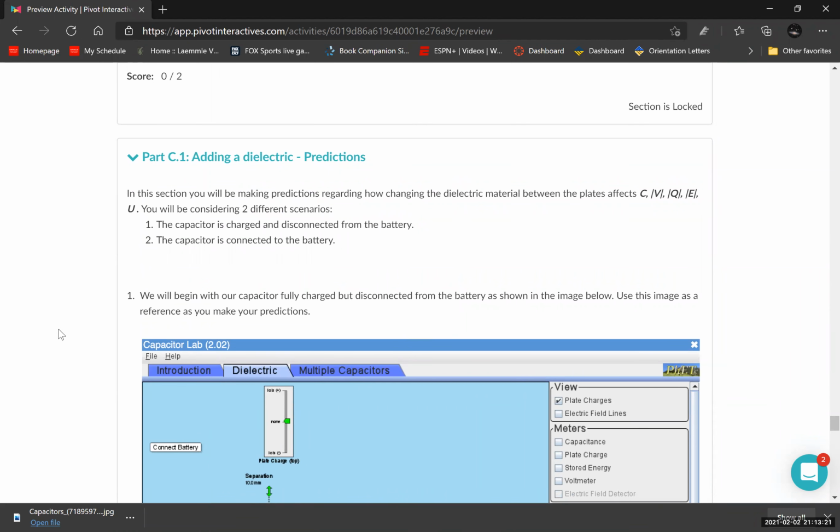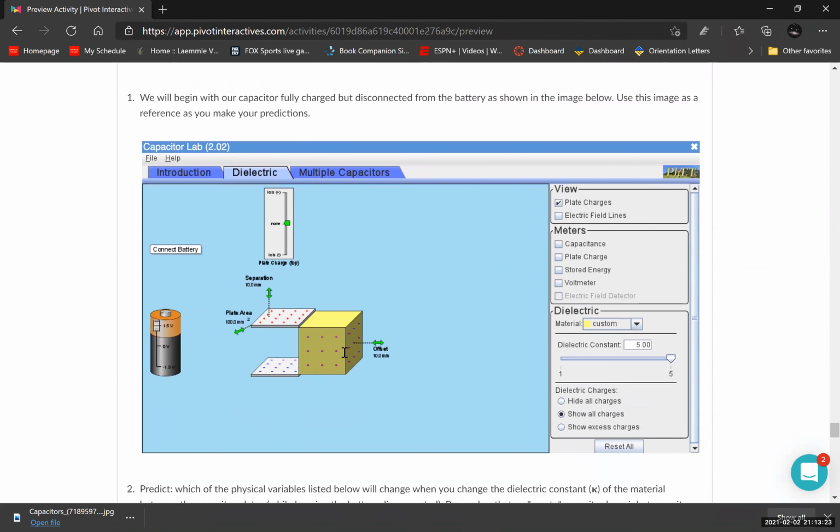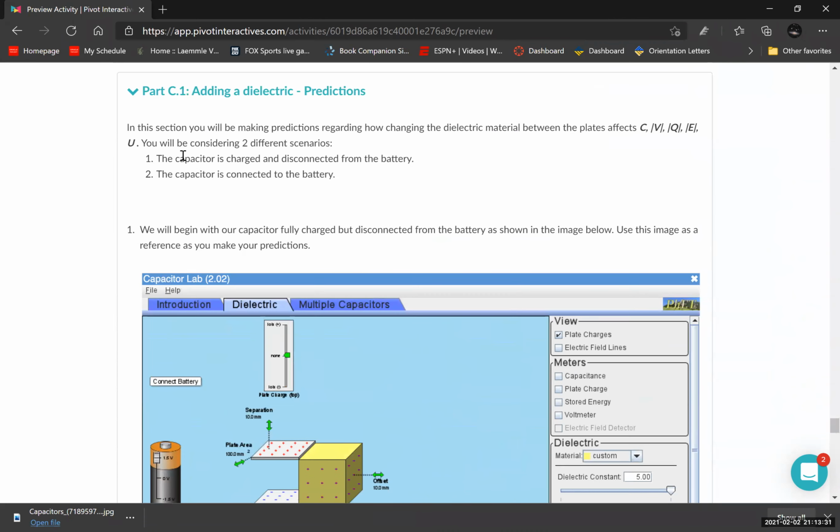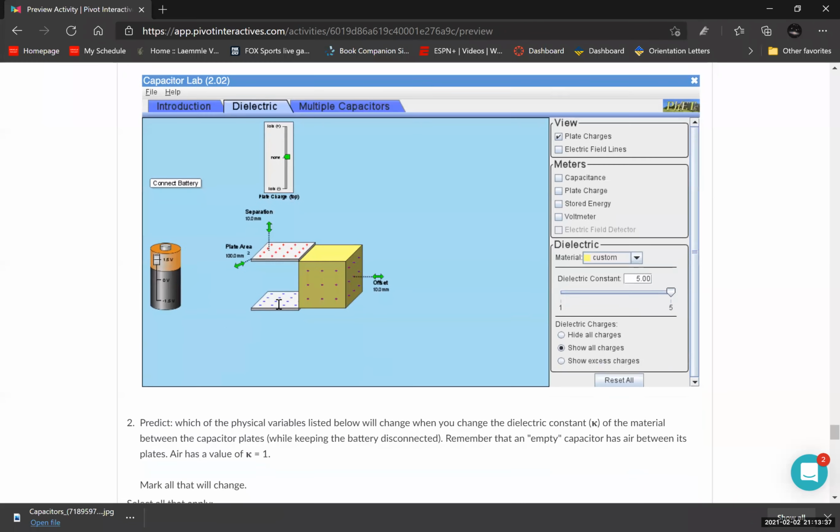And remember, dielectric is a material that we use, let's say, instead of air between the plates, to increase the capacitance. Again, we will have a capacitor charged and disconnected from the battery, and the capacitor connected to the battery. Okay, that means this is what you need to have as a condition, right?